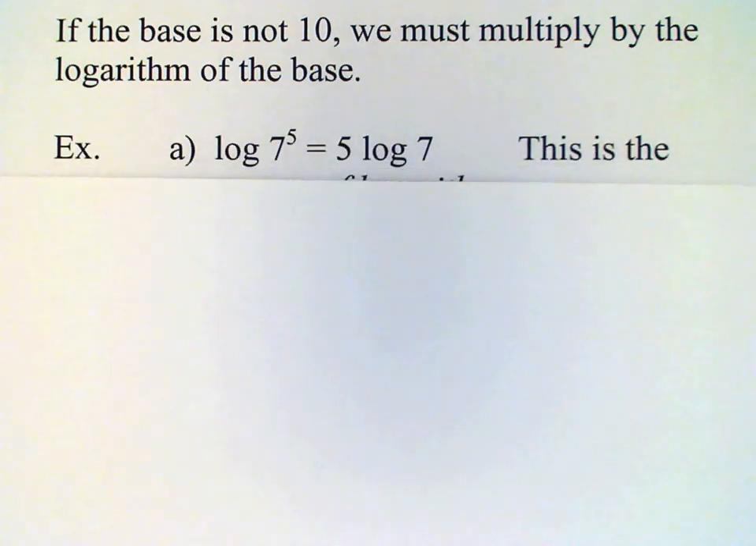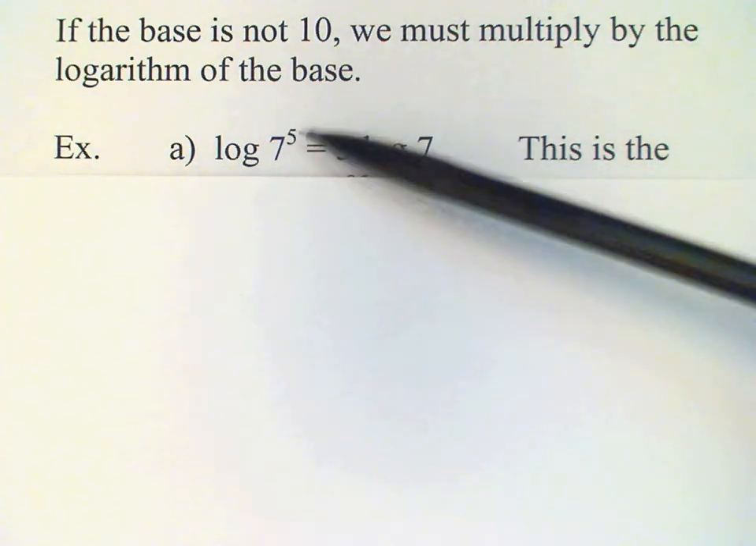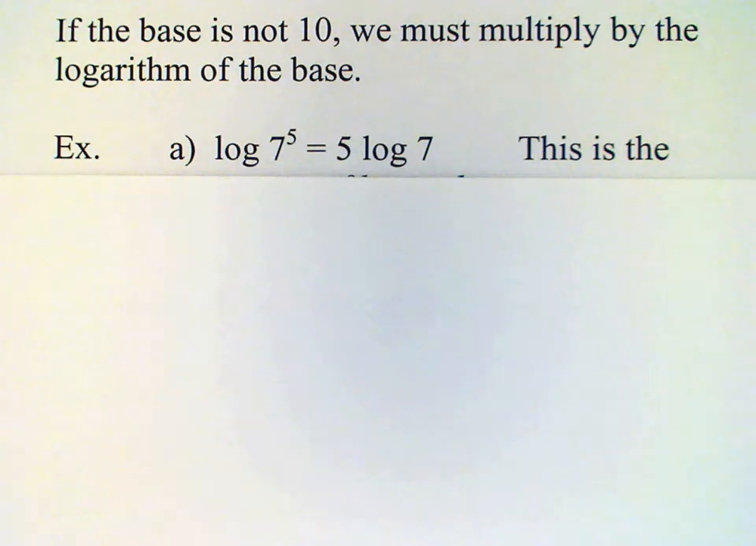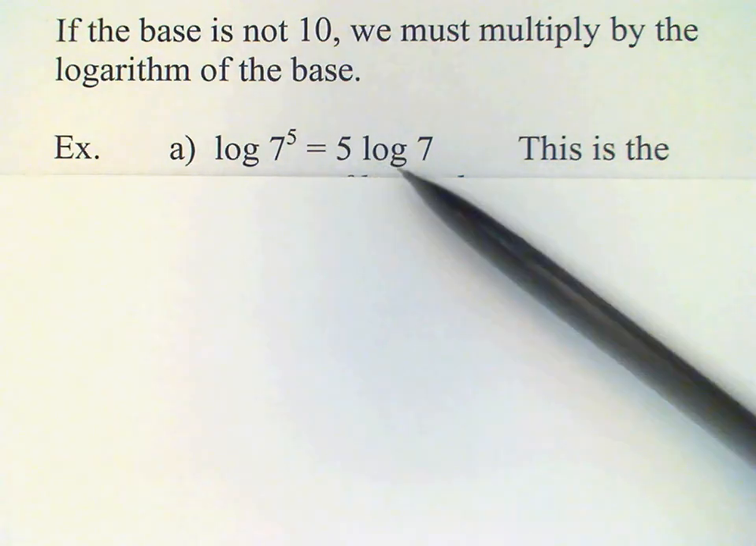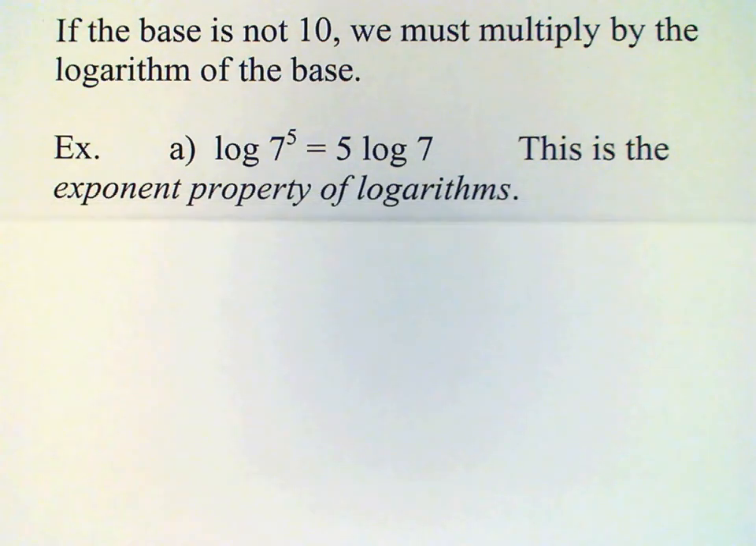Okay, so for example, log of 7 to the 5th power, we use the exponent property of logarithms, which allows us to pull that 5 out in front, and then we get 5 times log of 7. Now log of 7 is just a number, we can find that on our calculator, and so we can easily get the answer.